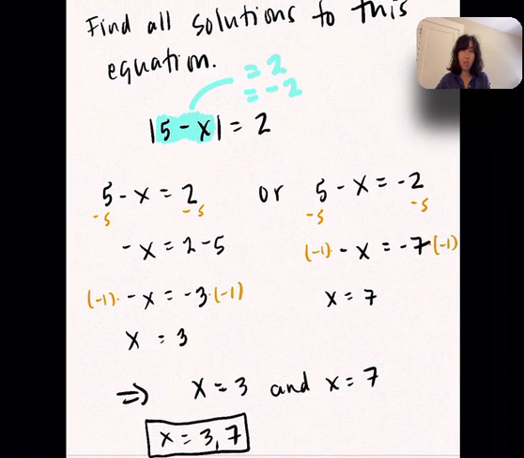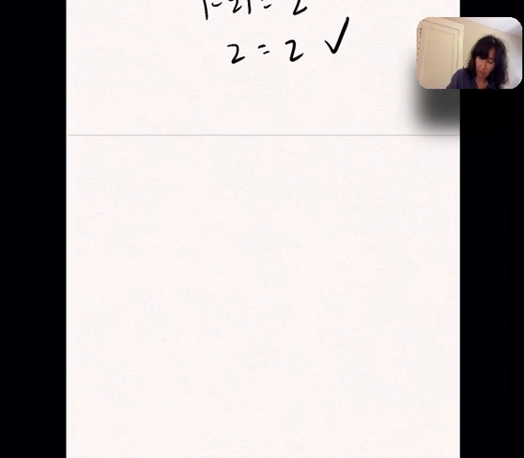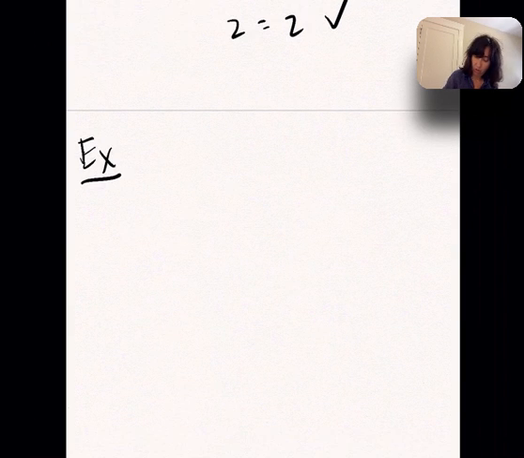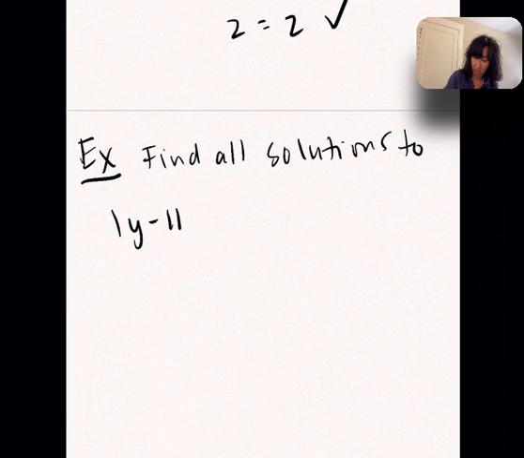Okay, let's look at another example. Okay, so let's take a look at this one. What are all the solutions to? So find all solutions to absolute value of y minus 11 equals negative 24.